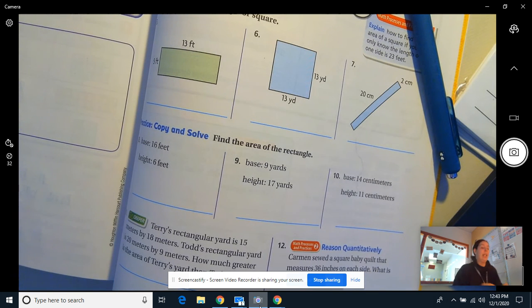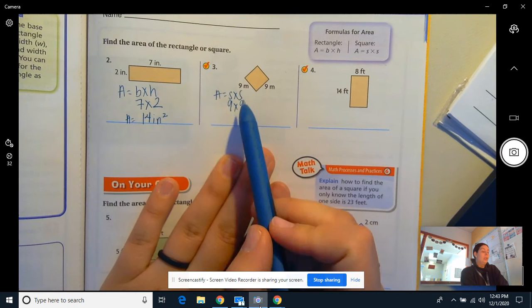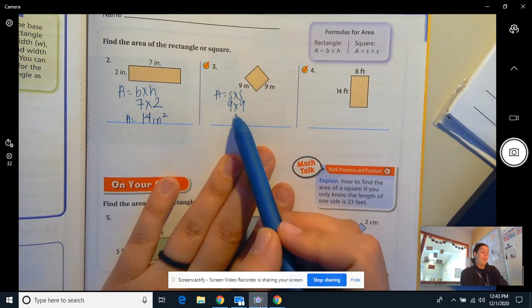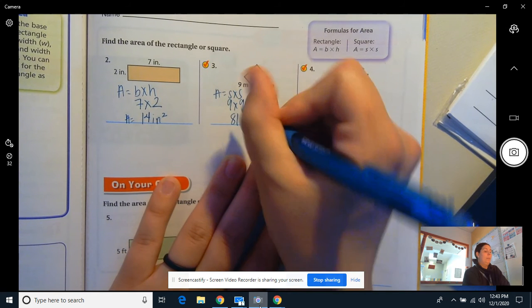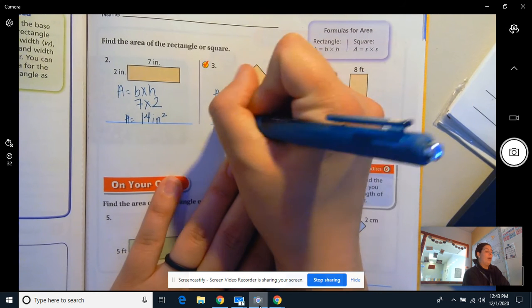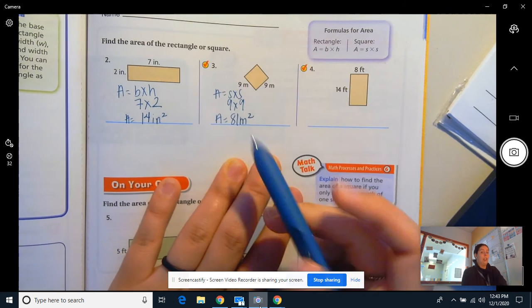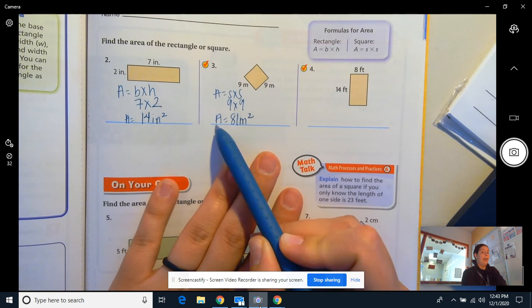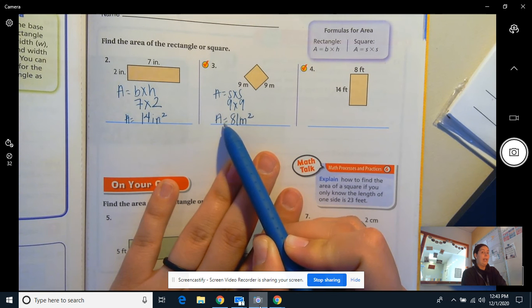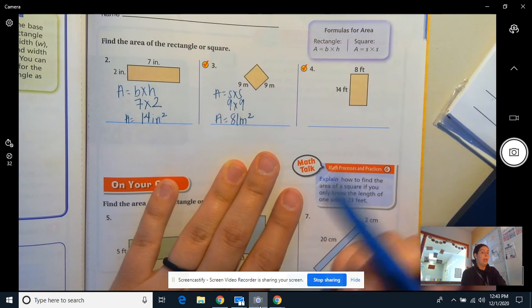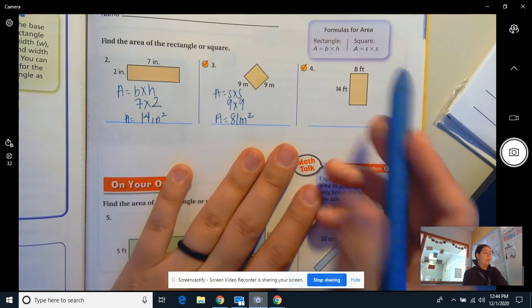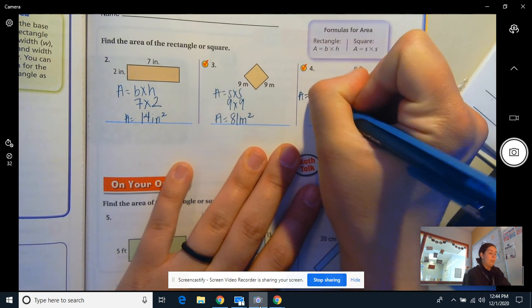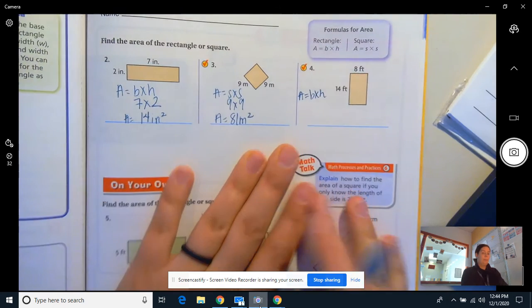I don't want you using a calculator for your math. I'd rather you know your math facts. So, this one, I've already done part of it. It is confirmed 9 times 9 is 81 meters squared. When you write your answer, you have to also write area equals. So, area equals 81 meters squared, okay? This one, number 4, we are doing area equals base times height. Okay?